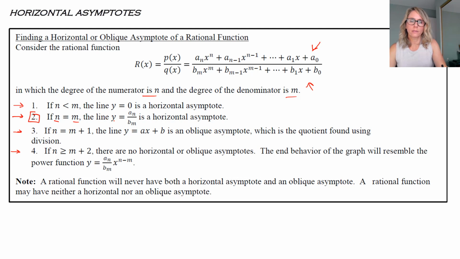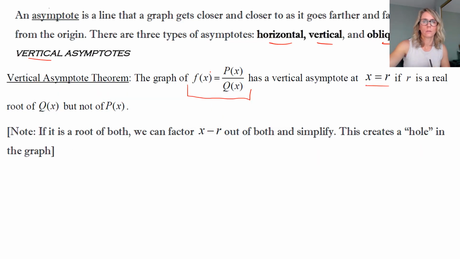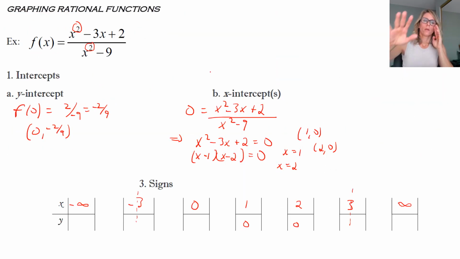So that's telling us that we're going to have an asymptote at the line y equals a sub n over b sub n. Notice all this is the ratio of the coefficients of the leading term. That's all it is. This is because this function is basically getting very large at exactly the same rate.